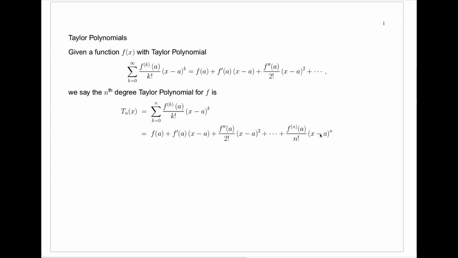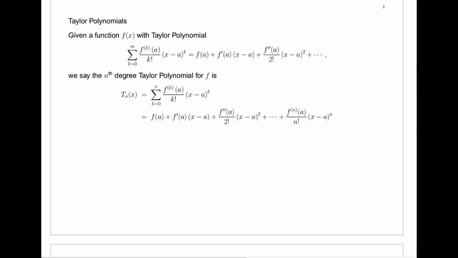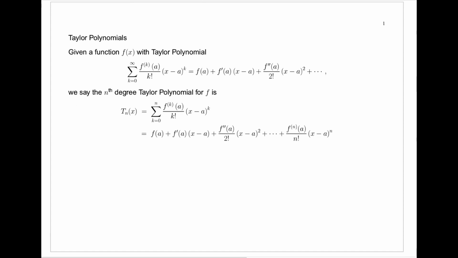We're going to talk about Taylor polynomials today. If we start with the function f of x with the Taylor series, given by this: the Taylor series for f of x is f of a plus f prime of a times x minus a plus f double prime of a over 2 factorial times x minus a squared, etc.